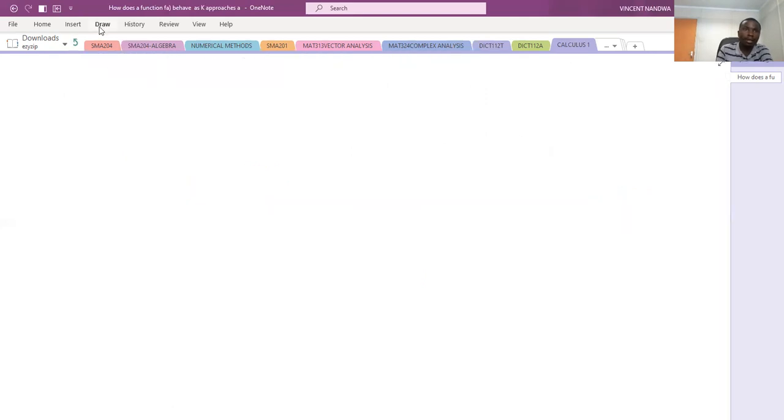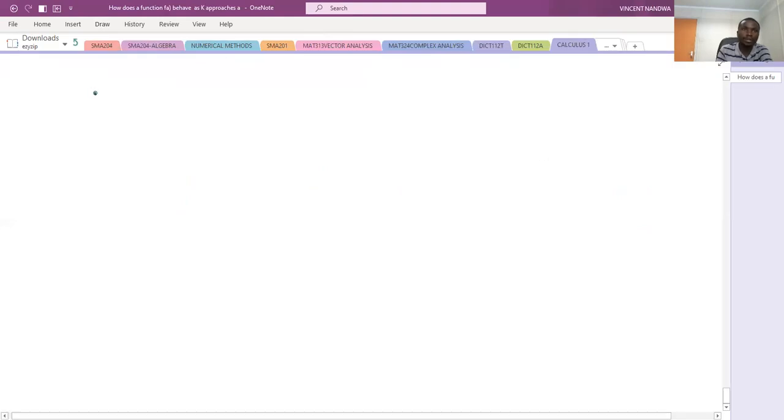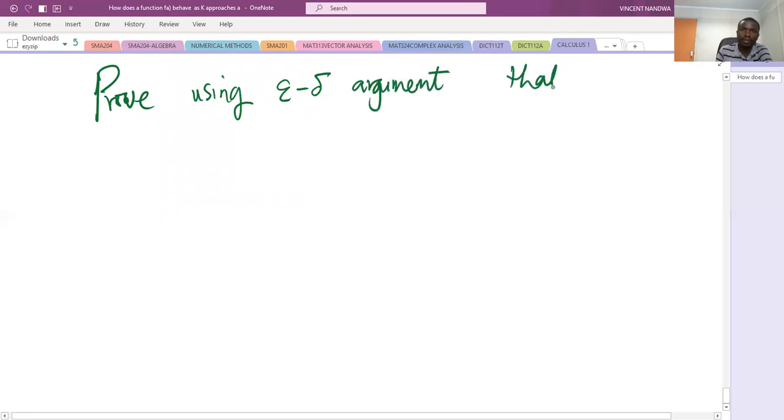So let's now prove some limits using this formal definition. Prove using an epsilon delta argument. Let's start with a simpler one: the limit as x approaches 1 of 2x plus 3 is 5.